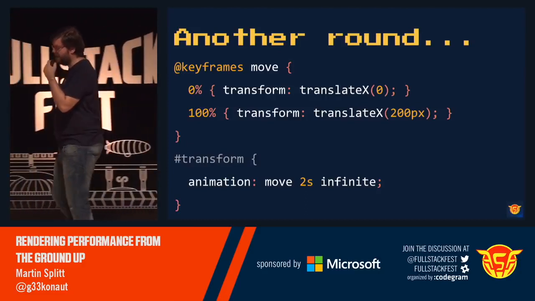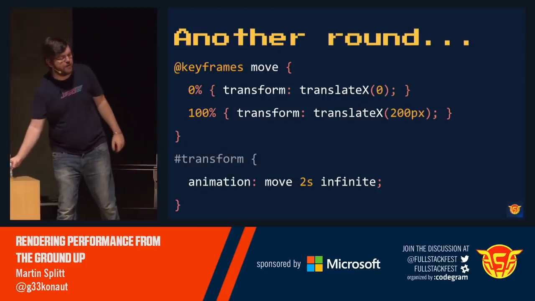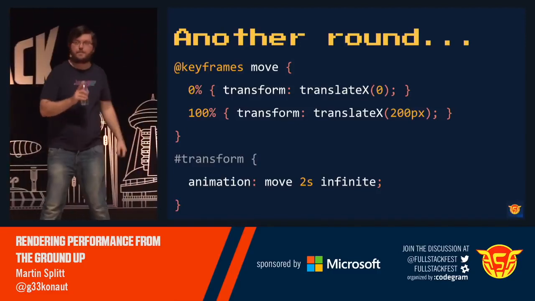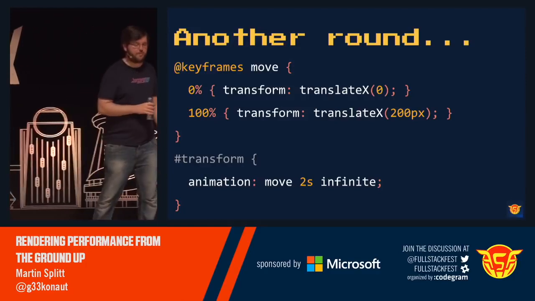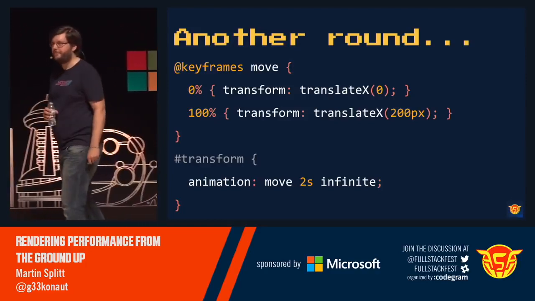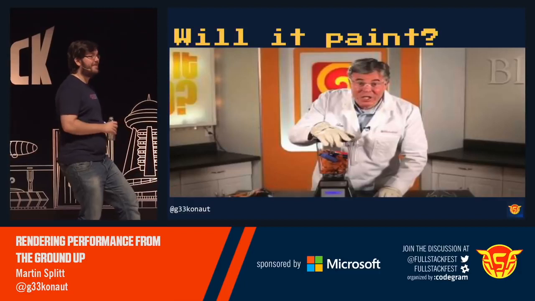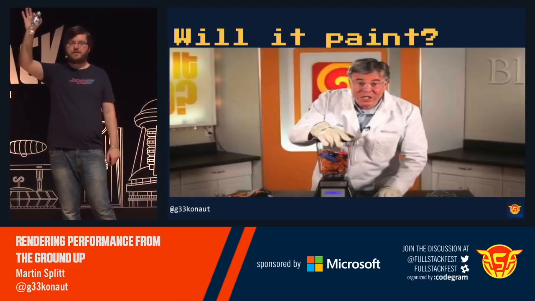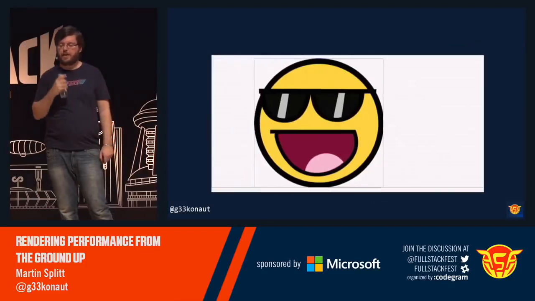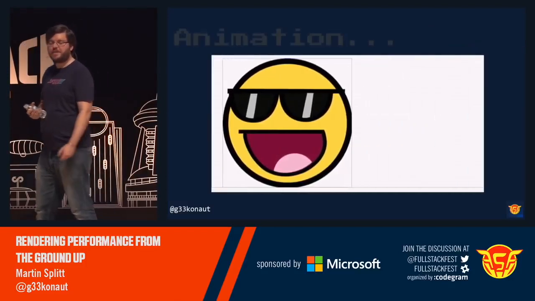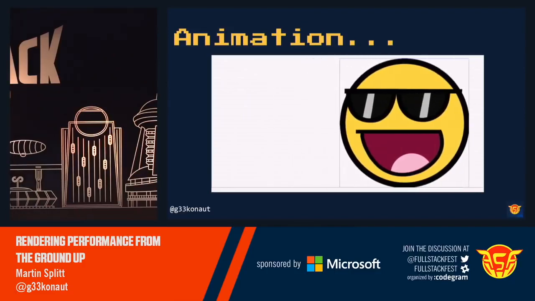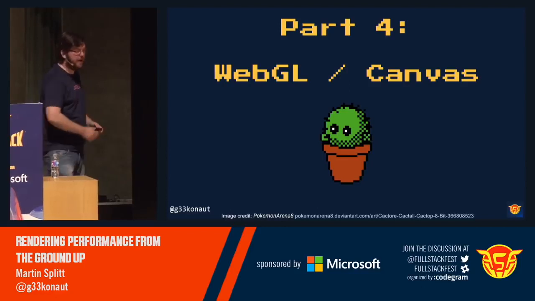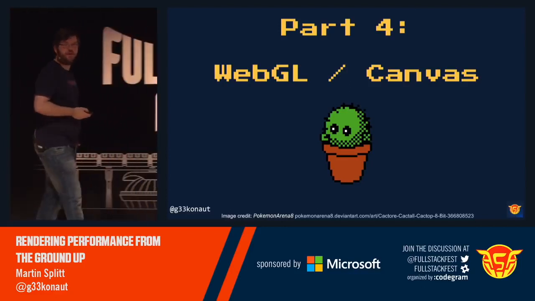I have another round. Last one, I promise. I'll stop asking questions in a second. I know it's early in the morning. So here we have a keyframe animation that has a translate X. So it's a 2D transform in an animation that is playing. Will it paint? Who thinks it will paint? Who thinks it doesn't? All right, you're right. It doesn't, because it is a keyframe animation that is composite only. Wonderful.